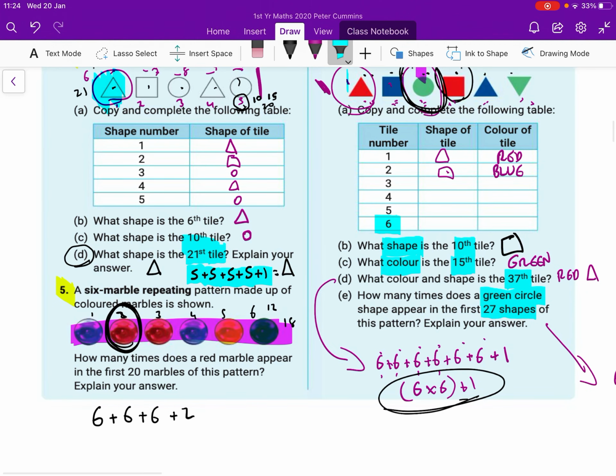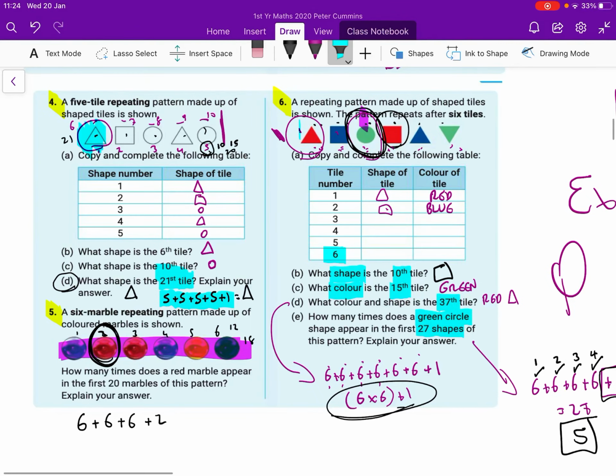Question 5 is the same idea. You're dealing with different colored marbles, and you're asked how many times you see a red marble in the first 20. So you're going to say, right, well, I have 6 marbles in the sequence. So in 20, I'm going to get 6, 6, 6, and 2. That's going to give me my full 20 marbles.